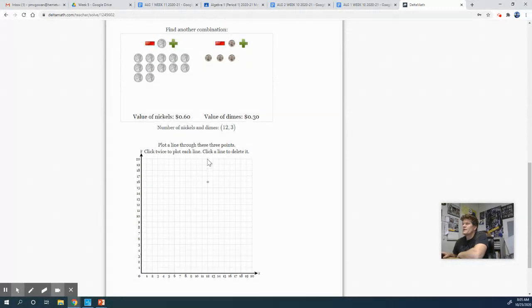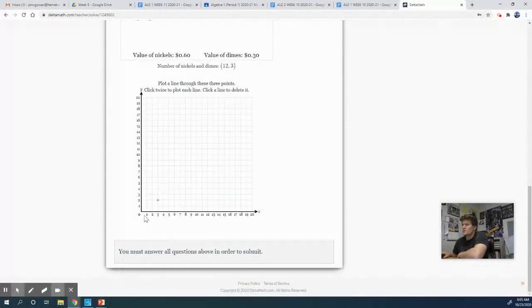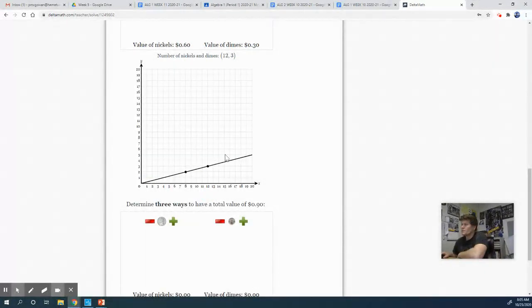Now they want us to graph it. Pick any of these points. I have 8, 2. I have 12, 3. So I'm going to go to 8, 2. Then I go to 12, 3. There's my first line.